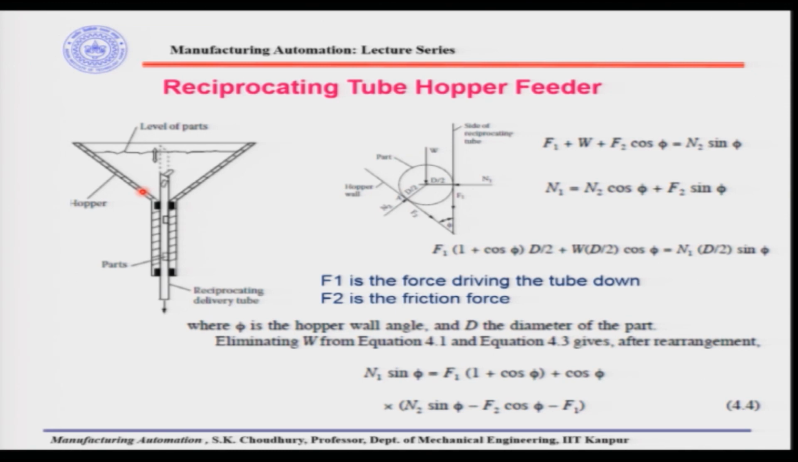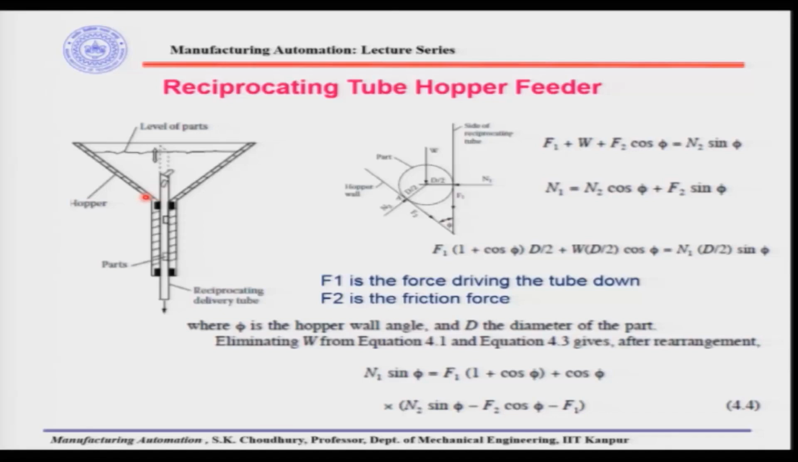That means the hopper wall angle should be made in such a way that this jamming does not happen. This is very important. Let us say for example, here we have the diagram, this is the side of the reciprocating tube, let us say this tube, okay, and this is the hopper wall, this is the line, this is a line diagram. So, this is the hopper wall and this is the side of the reciprocating tube. Let us say this is the part, okay.